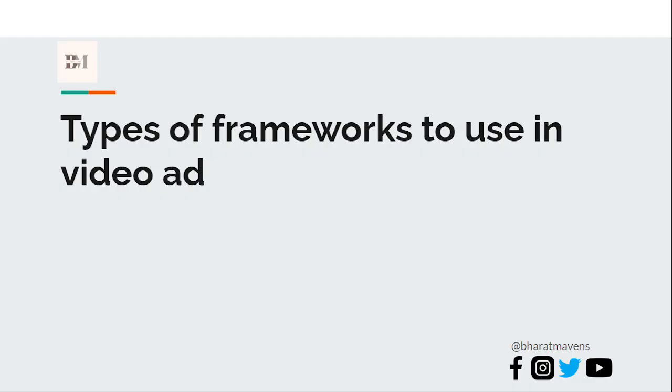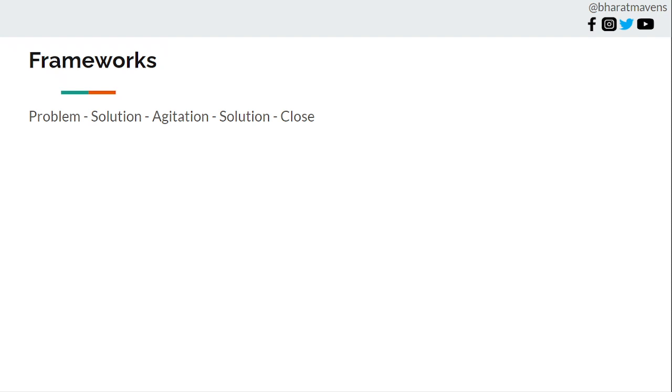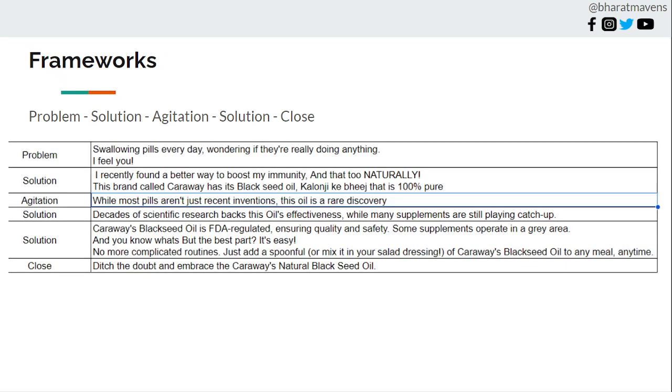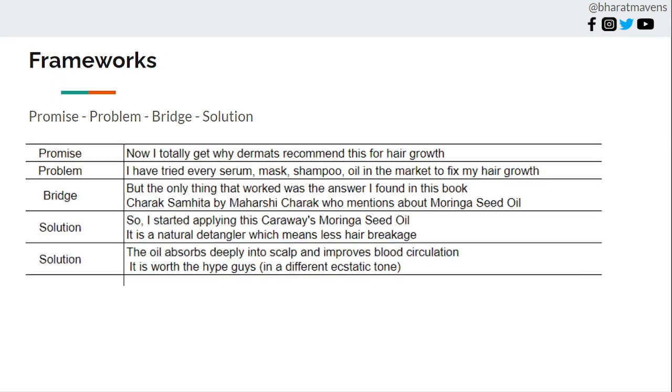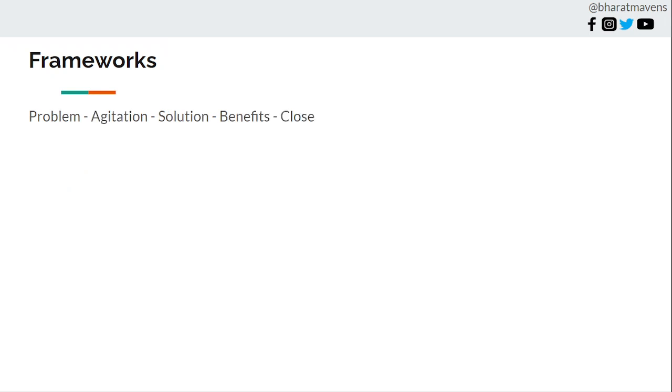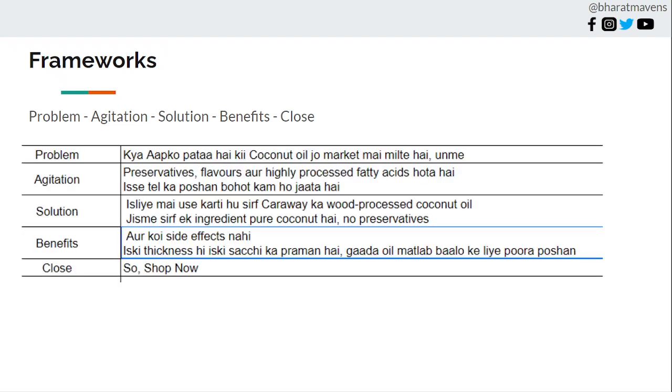Types of frameworks to use in a video ad. It is problem, solution, agitation, solution, and close. For example, this is one of the examples. You can take a screenshot or pause the video and look at it. Then promise, problem, bridge, and solution. Here you are promising something, then you are saying what the problem is, and then you are explaining how you can get to that promise with your product, and then you are explaining why this solution is the best. Then again, problem, agitation. Agitation here means you are talking about the problem, then you are aggravating it, adding salt to the wound kind of thing, that this is bad but this is worse. And then you speak about the solution, benefits, and then you have a close.